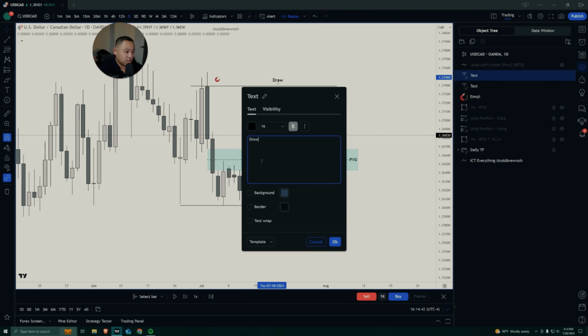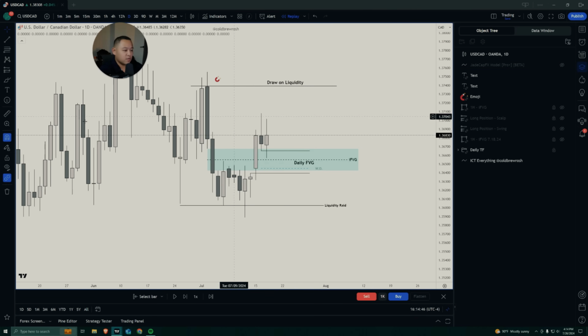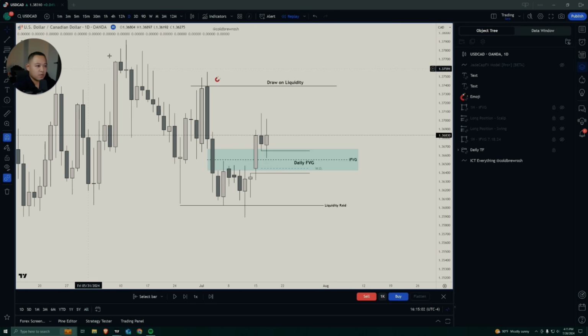I'll type it out for you guys. This is our daily draw on liquidity, right? And if we just measure, let's say we wanted to have our risk at the low end of this fair value gap, 42 pips to make roughly 56. But what we're actually going to do is come in here and dial in. So let's drop down into the lower time frames.